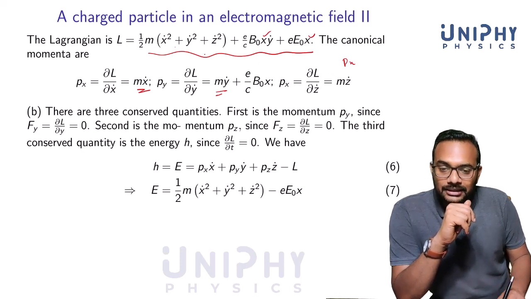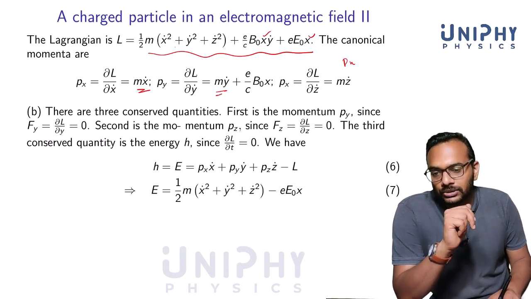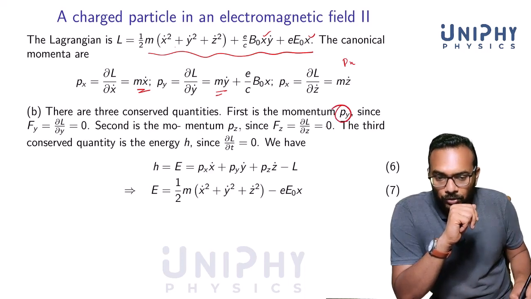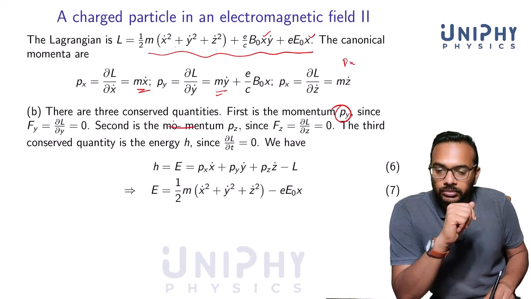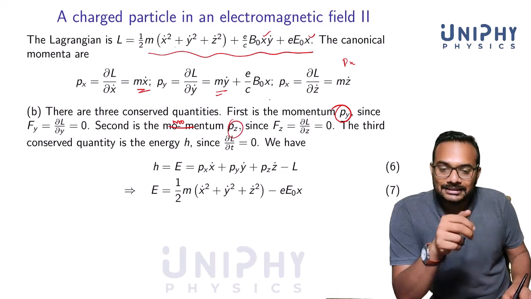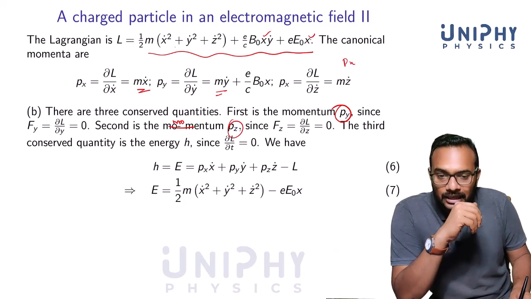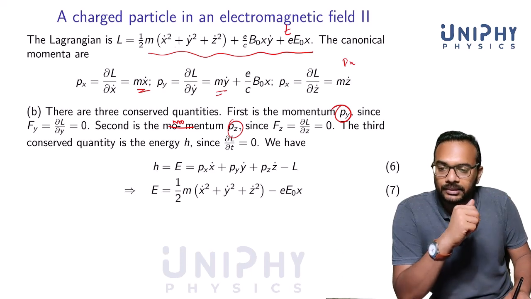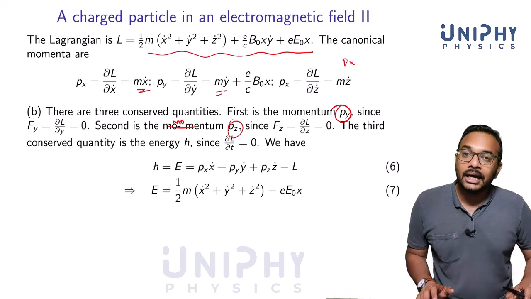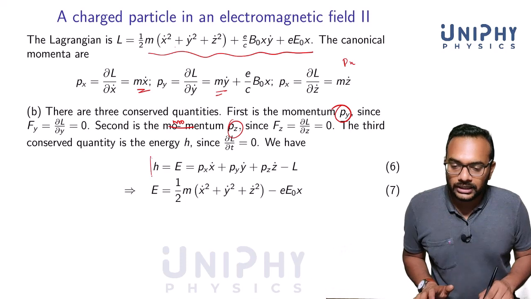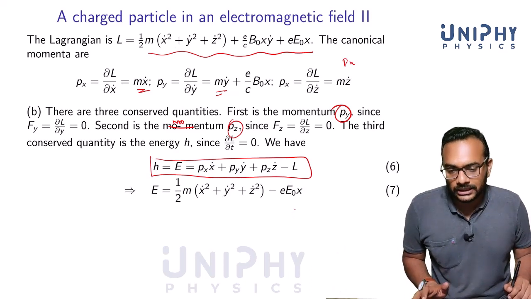But the Lagrangian is missing y and z, so the corresponding conjugate momenta will be conserved. We say that py is a conserved quantity because y is a cyclic coordinate, and pz is also a conserved quantity because z is a cyclic coordinate. There's one more conserved quantity. You see that there's no t, time, explicitly appearing anywhere in the Lagrangian, and we have already shown, in the last class, that if the Lagrangian has no explicit dependence on time, then this particular quantity, which we call the total energy, is also a conserved quantity.